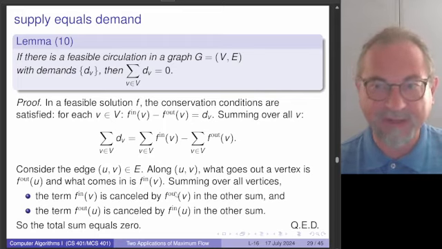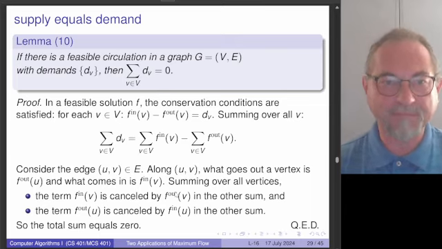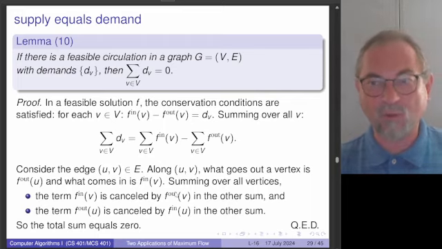It pays off to work with one word, demand. So actually we have that the sum of all the demands equals 0. We are going to prove this property by looking at the conservation conditions. The conservation condition says that what goes in must go out. So that's simply the statement here.